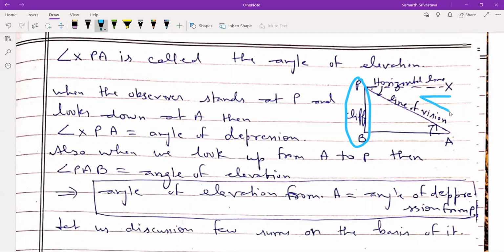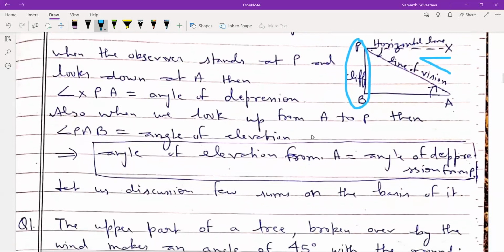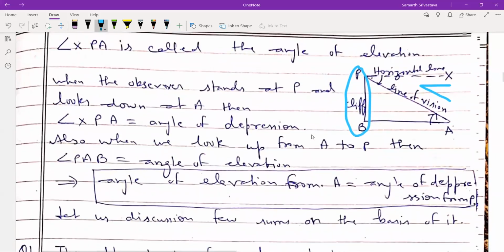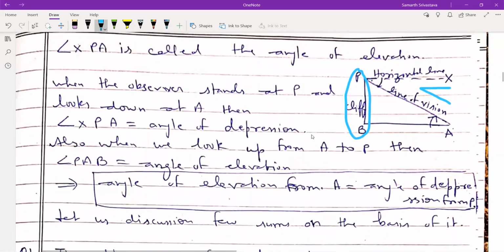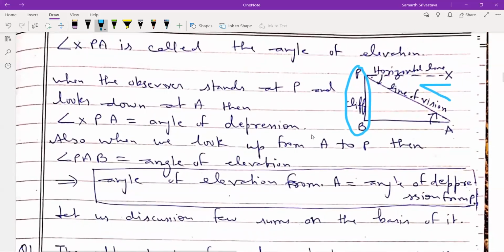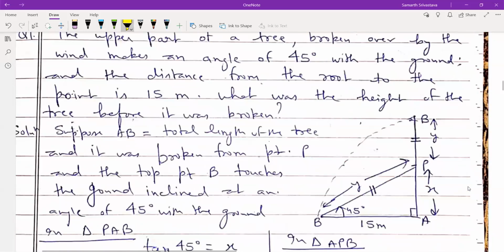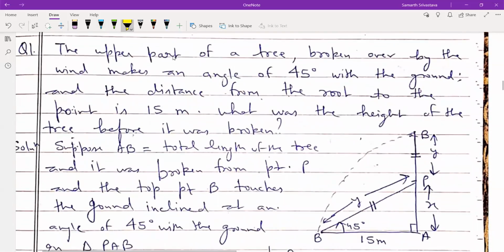Angle of elevation and angle of depression both are measured with respect to the horizontal. That is why I have drawn a dotted line PX. Now also angle PAB in this case is the angle of elevation. That means angle PAB is equal to angle APX. That means the angle of elevation is equal to the angle of depression. Let us discuss a few sums on the basis of it, like question number 1, which I have taken.